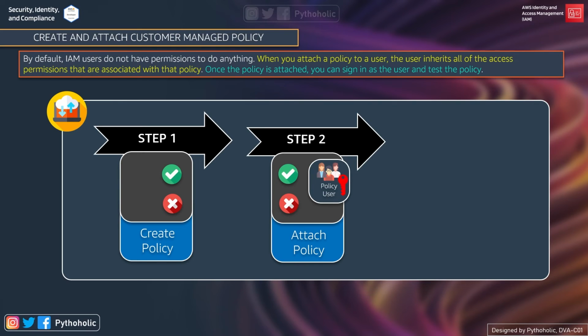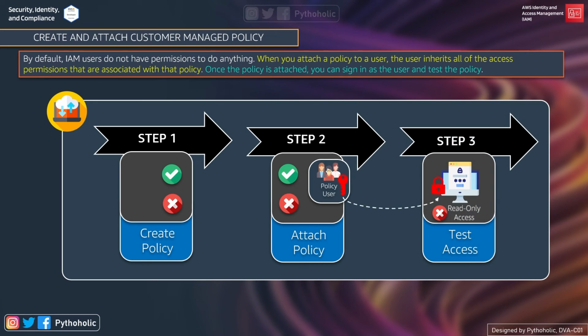Now, we created the policy and we have already attached it to the user as well. Hence, the last step for us is to test the access. So once the policy is attached, the user can sign in as the IAM user and test the policy. Now, let's see the actual policy.